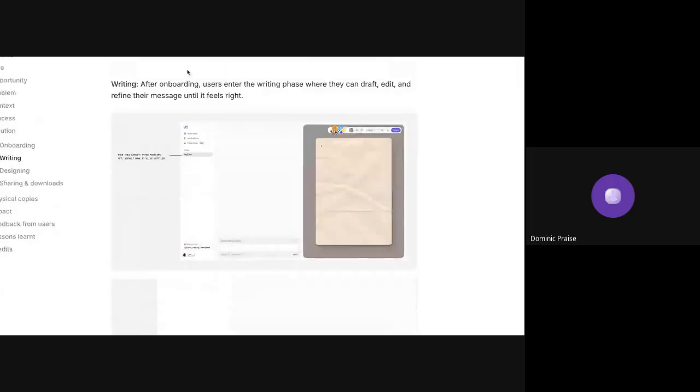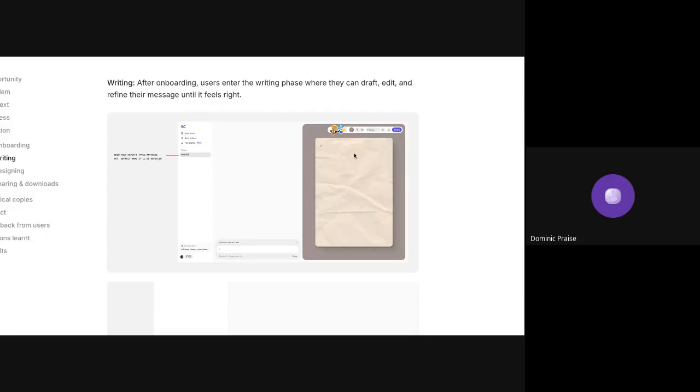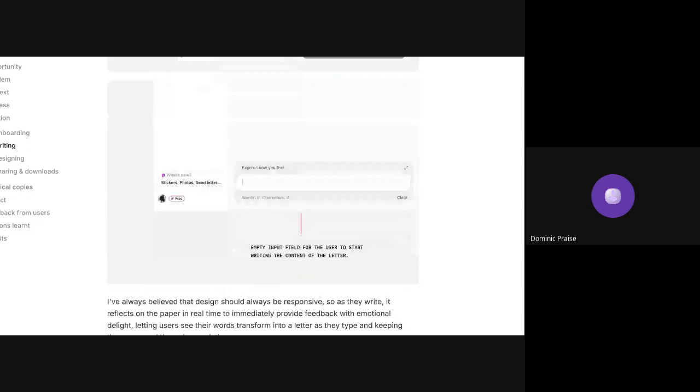So the person said, after onboarding, users can enter the writing phase where they can draft, edit, and refine their message until it feels right. So there's a reason why this layout is like this, and it's simple. You type what you want to type on your letters, you type it here and you see it here. You know, you refine and edit until you're satisfied with it. The person made sure of it, you see.